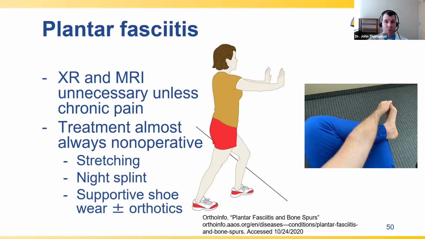Try to wear supportive shoes and even possibly some over-the-counter orthotics to help support your arch as well. This can help to reduce the stress and strain on an already inflamed plantar fascia. If pain isn't changed after many months of treatment, then injections and rarely surgery may be discussed.